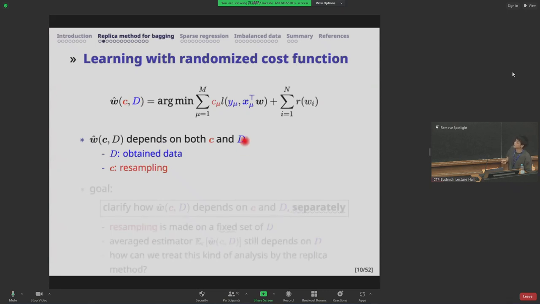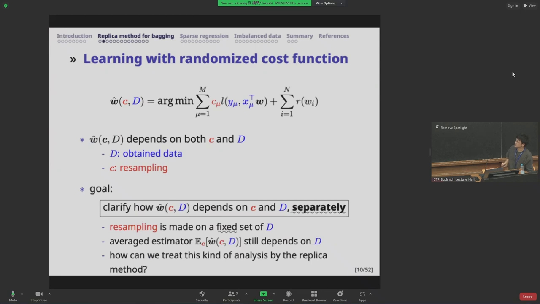Here, the estimated W hat for one randomized cost function depends on both C, the resampling variable, and also the obtained dataset D. The goal is to clarify how this estimator depends on C and D separately. Why separately? Because the resampling for bagging is made on a fixed dataset D, so this average estimator is made by conditioning on D. But of course, because the average estimator still depends on D, we also want to know the data dependence of this average estimator. So we need to develop some analytical framework for this kind of problem.